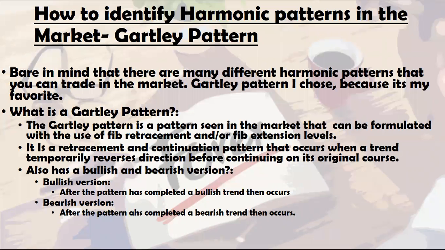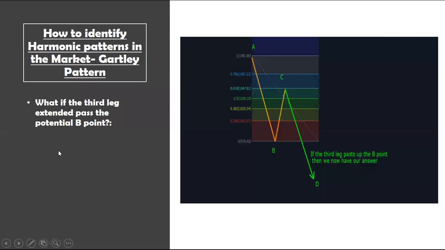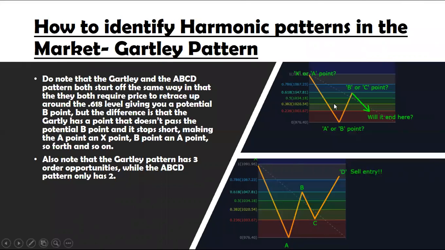Now just going back to this slide, which was actually duplicated. Going back here, you see this example at the very top right, this image. We don't know yet whether this is our X or our A point, or our A or our B point, because we need to wait for this third leg to finish either below or above this potential B point, right? So we don't know whether it's a Gartley or ABCD pattern yet.